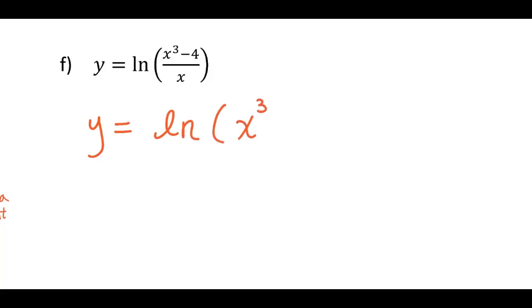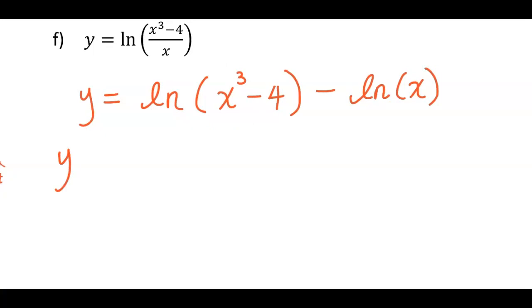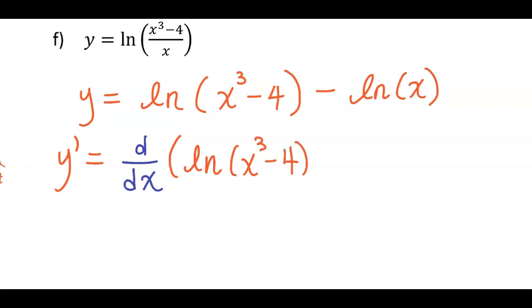Y is natural log of (x cubed minus 4), minus natural log of x. Now what I need to do is take the derivative of both of these terms. So what is the derivative, d/dx, of the first, which is natural log of (x cubed minus 4), and then I'm going to subtract that by the derivative of natural log of x. Okay?